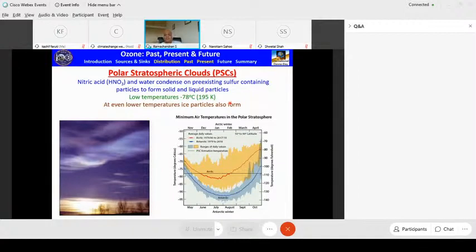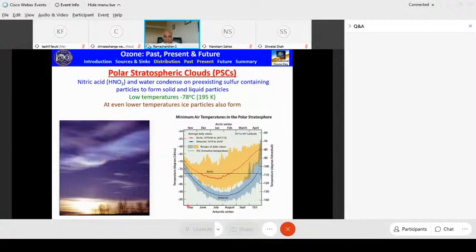The temperatures in the polar regions are much lower, meaning minus 78 degrees centigrade, which in terms of Kelvin is 195. This is one example of how polar stratospheric clouds look in the polar regions, which definitely looks different from the clouds that we are seeing right now across our window at lower altitudes.